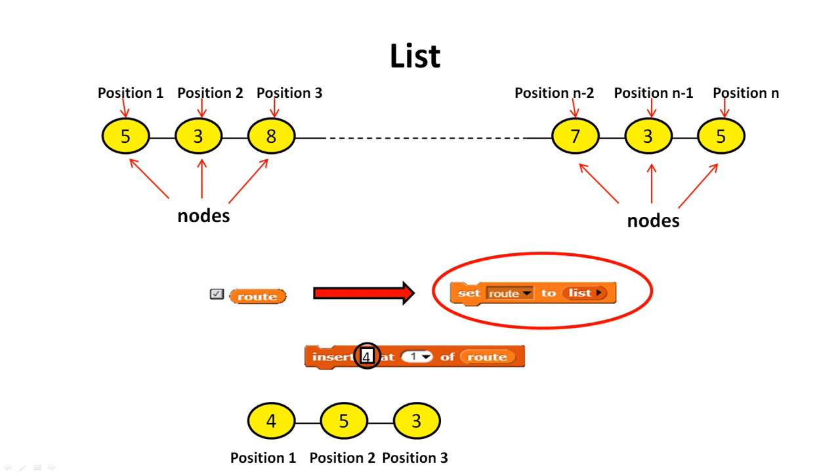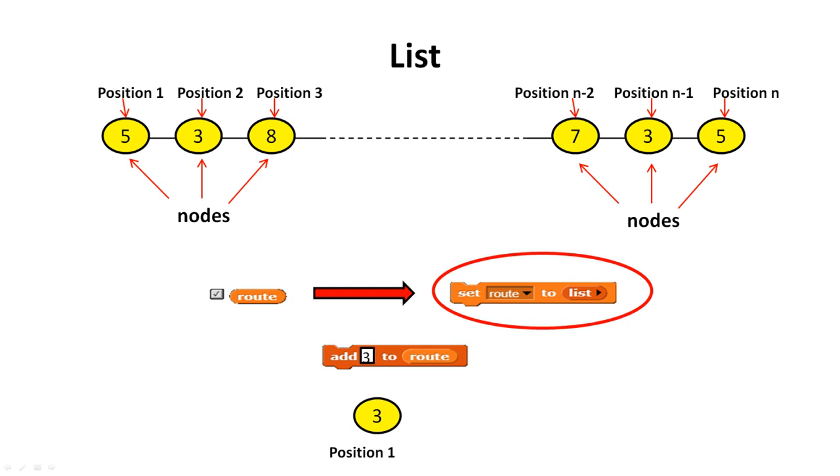Note that we can use this command to insert a value at any position of the list. If we want to insert the value at the end of the list, we can also use the command add. Here you can see what happens to the list by adding 3, 5 and 7 in this order.